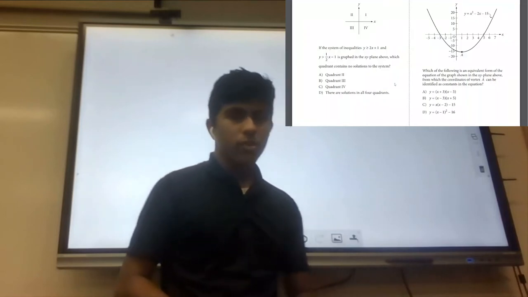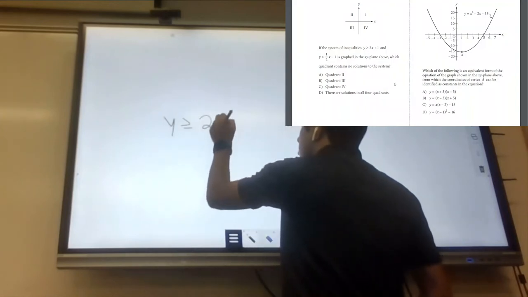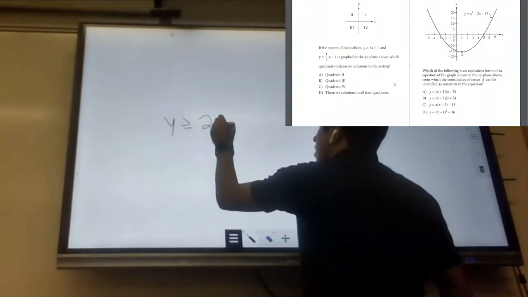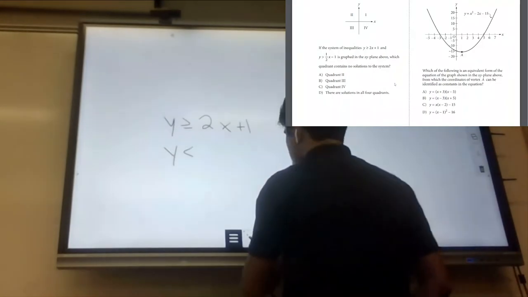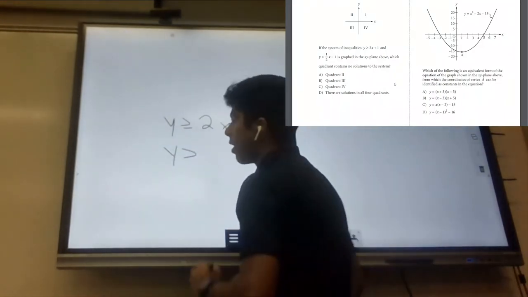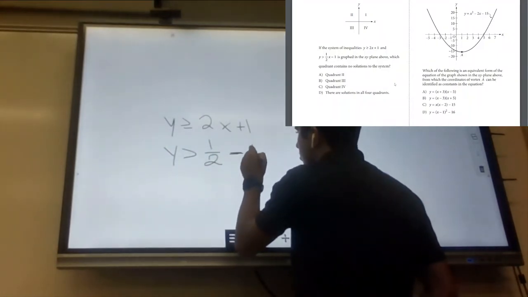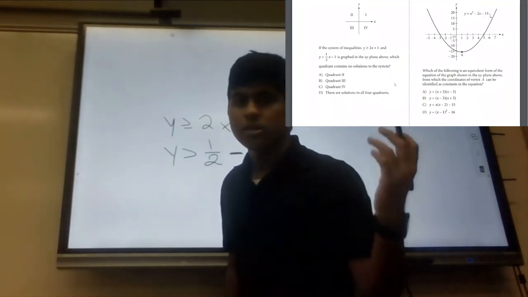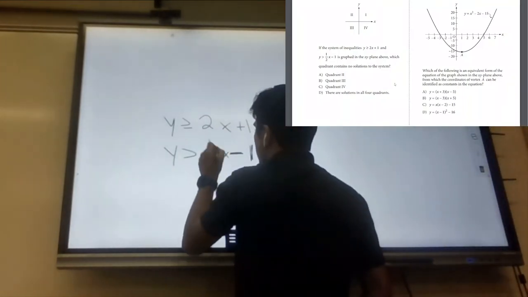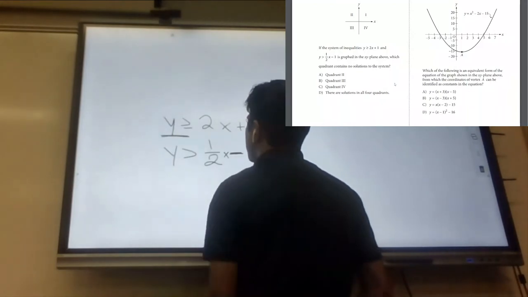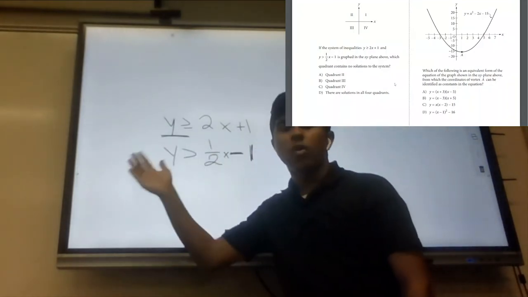Okay, so y is greater than 2x plus 1, and y is greater than 1 half x minus 1. Okay. So let's just try some out, right? If x is positive, then you can get this to be positive. No matter what positive x you have, you can end up with a positive y.